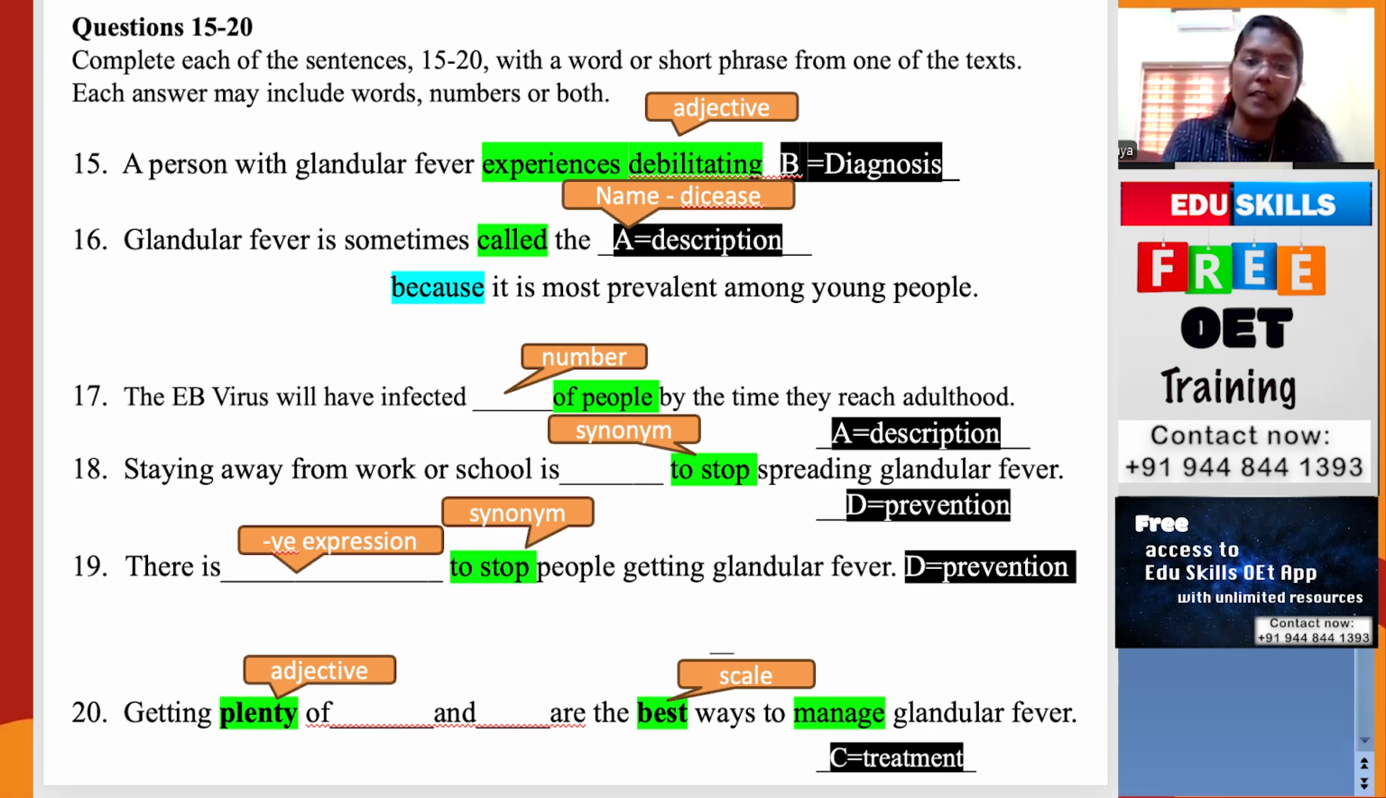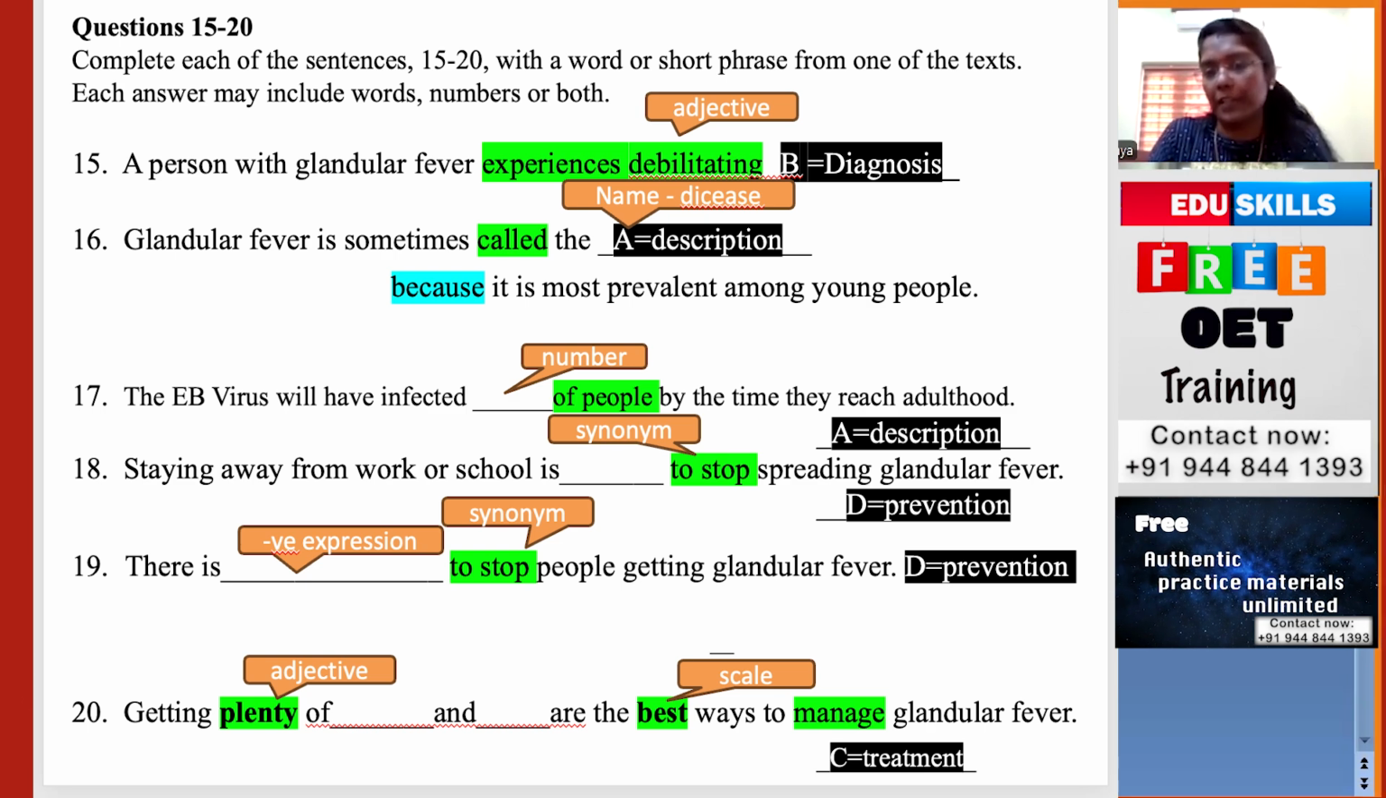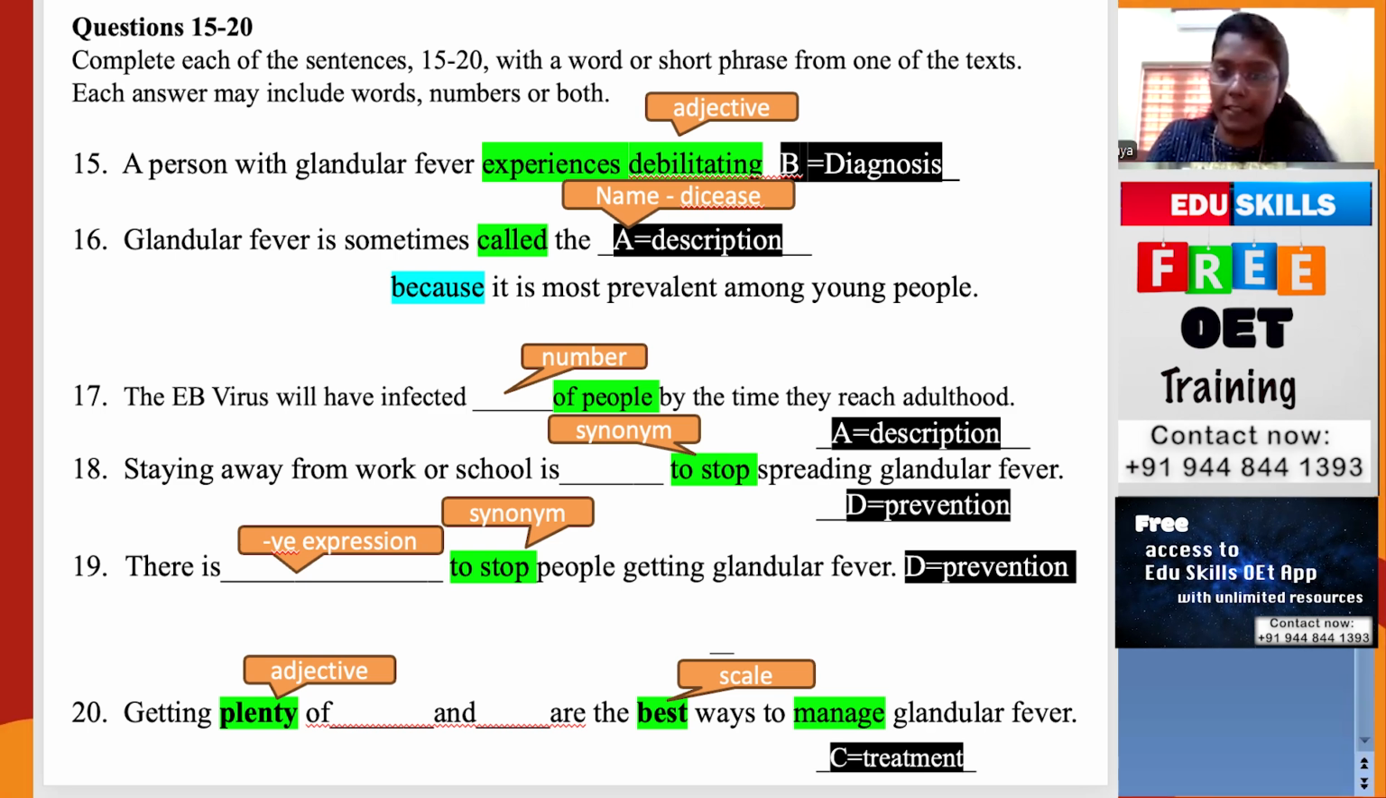Then, unexpected difficulties that might arise from having glandular fever. If the patient has glandular fever, where do the unexpected difficulties come in? Unexpected difficulties is the hedging word. Here you can see the headings description, diagnosis, treatment and prevention already written at the top, and based on that you can correlate.